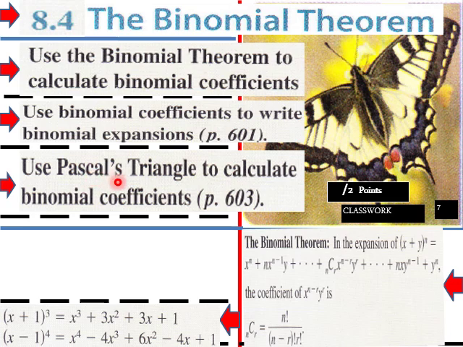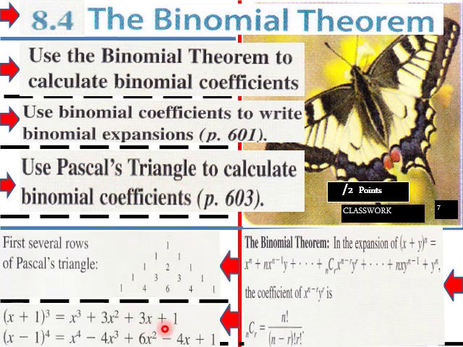And then use Pascal's triangle to calculate binomial coefficients. That could be that one there, but this is your Pascal's triangle here. And you could use this on this one for sure. So that is 8.4.